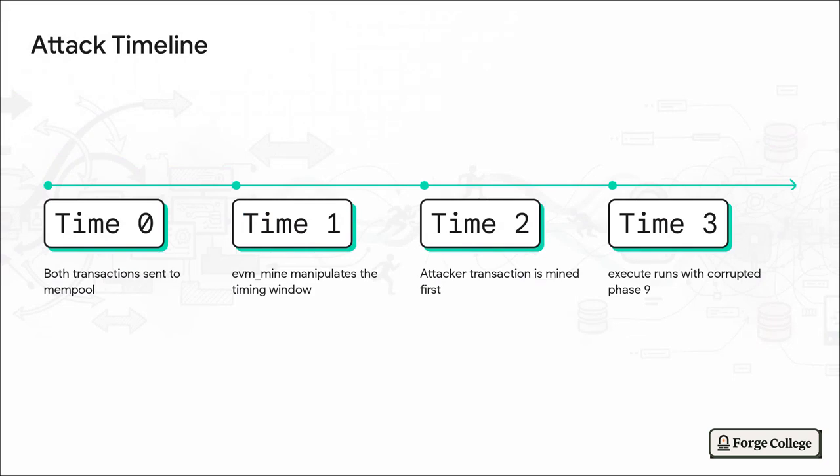At time 0, both transactions hit the mempool. Now, because we are in a local sandbox, we basically have God mode. At time 1, we use tools like EVM mine to deterministically control the mining window. We are literally dictating the block timing so that at time 2, our attacker's transaction gets mined first. By time 3, execute runs, but it runs with the corrupted phase 9 state. The attacker wins the race every single time.